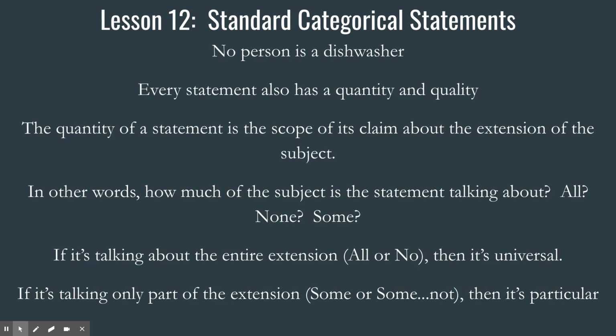So quantity is basically like when you were doing one basic verb number. Is it like similar to that? Well, no, keep it distinct in your mind because quantity is going to be always referring to the subject. Okay, so it's not the verb, it's the subject. Quantity is how much of the subject are we talking about? Okay, all, no, or some.